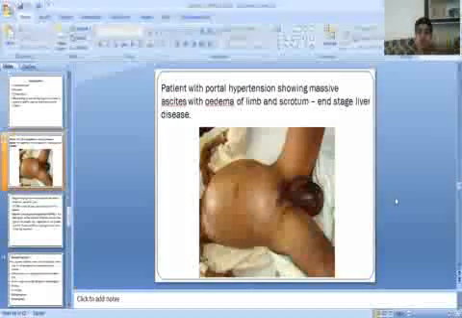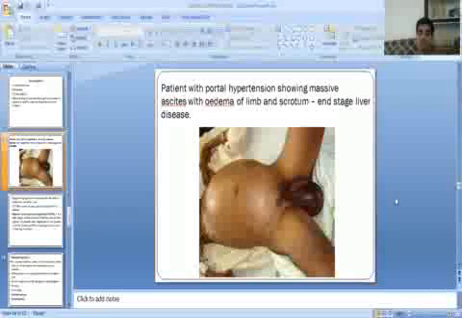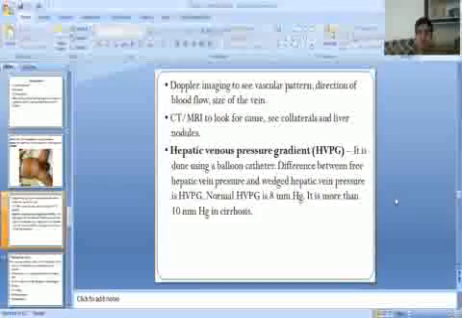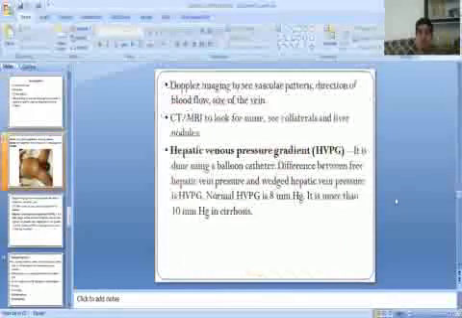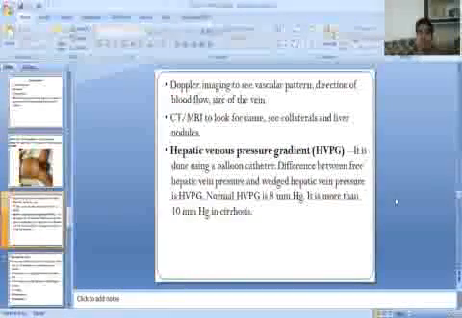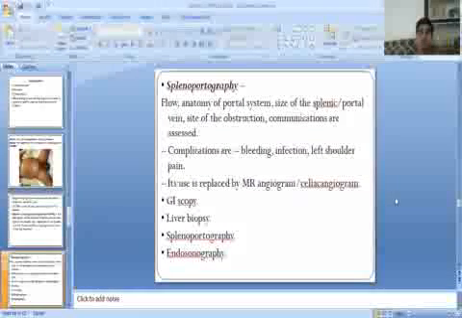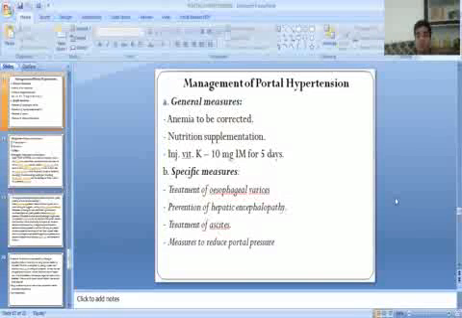This is a patient with ascites with portal hypertension. Doppler imaging, HVPG, hepatic venous pressure gradient, splenoportography. Now management.